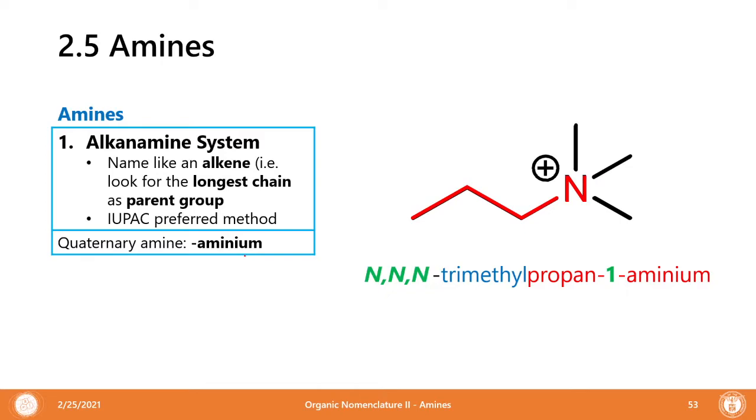And in some cases, you may encounter that positively charged compounds will come with a pairing ion, like chloride, for example. And so we can assemble this name with a second word like N,N,N-trimethylpropan-1-ammonium chloride. So this would be an organic salt.